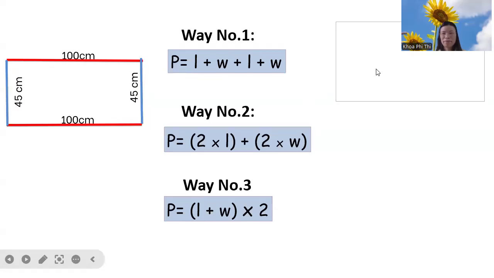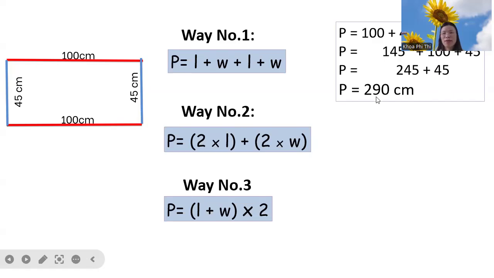Now let's see. 100 plus 45 plus 100 plus 45. 100 plus 45 equals 145, and 145 plus 100 equals 245. 245 plus 45 equals 290. So the perimeter of the table, or the rectangle, is 290 centimeters.